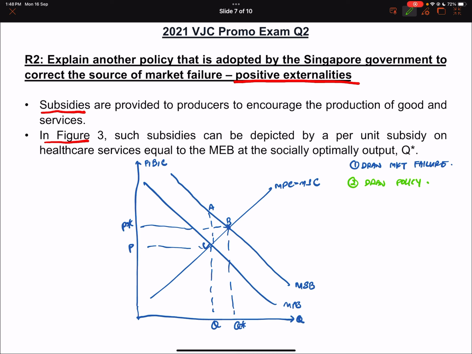You have to figure out where exactly you need to be. You need to be at Q star, and people make decisions on this line over here. They don't care about MSB, they make decisions based on MPB. So if you want to hit Q star, and you make decisions based on MPB, this is the point that you want. So this is the price that you need, and so then your new supply curve must be like this.